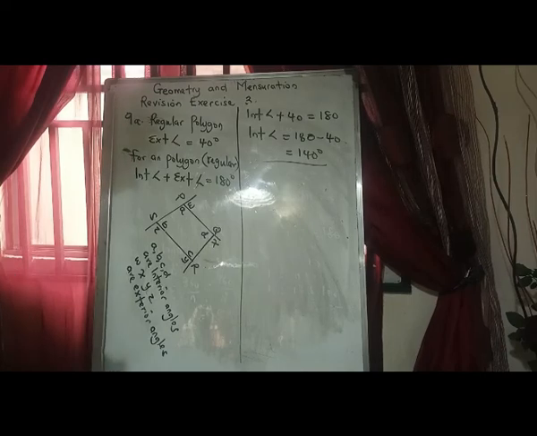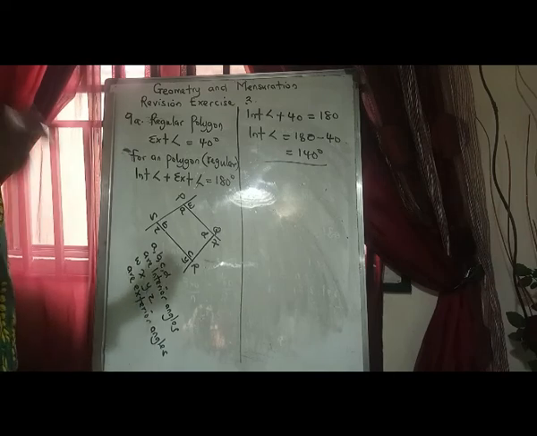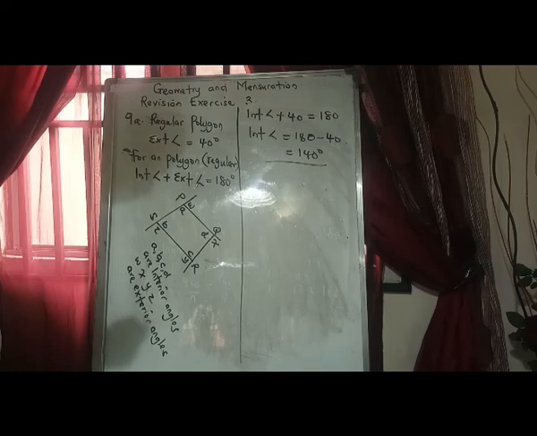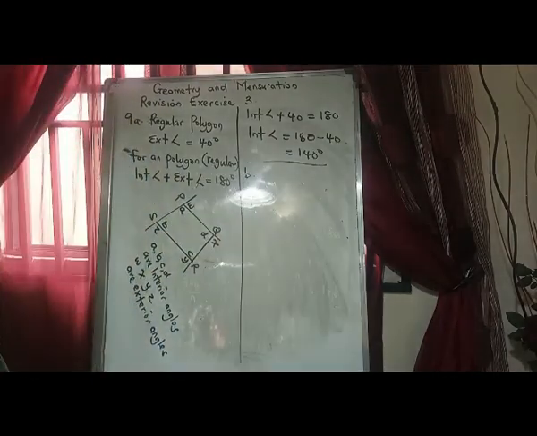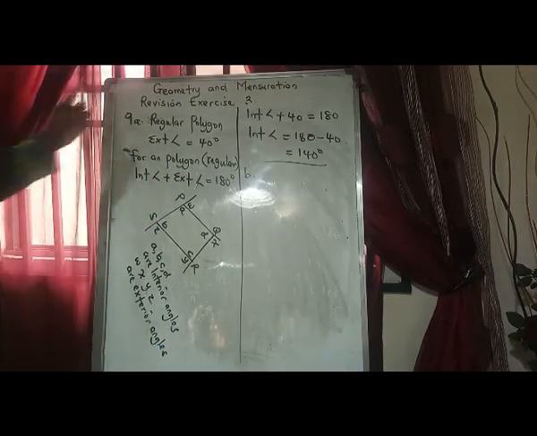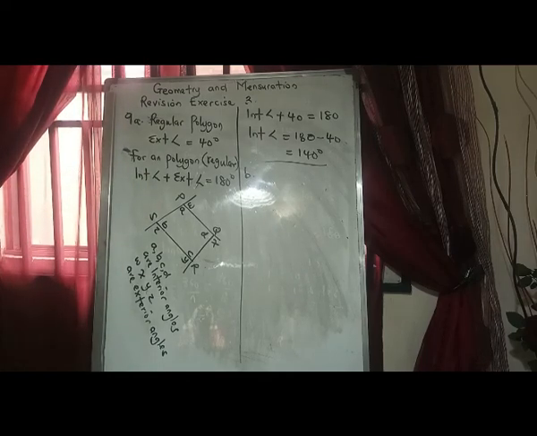Now the next question says, that's for question A. Now B says, what is the sum of the interior angles of the polygon? What is the sum of the interior angles? So what is the sum of the interior angles of the polygon? Now there are different ways you can solve this problem. First of all, I don't know the number of sides of this polygon.